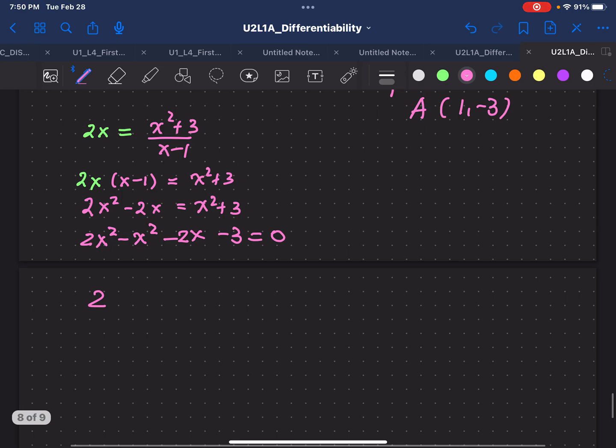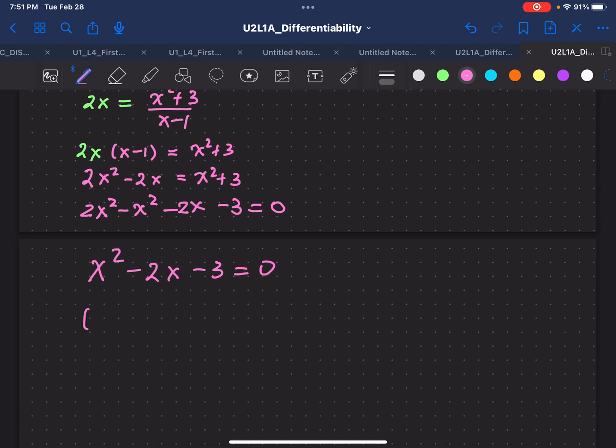We have 1x squared minus 2x minus 3 equals 0. So we obtained the quadratic equation. Let's solve by factoring. It seems to be factorable.